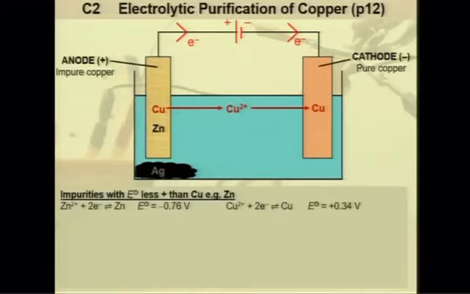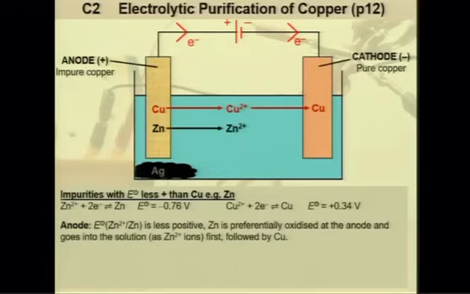Now, what happens if my impurity has an E0 less positive than copper, such as zinc? I put them side by side because I didn't have enough space. At the anode, again, oxidation happens. Zinc's E0 is so not positive that it's negative, so zinc is most likely to undergo oxidation first. When all my zinc has been oxidized, then my copper will start to get oxidized.